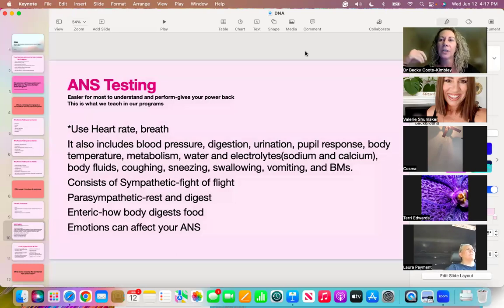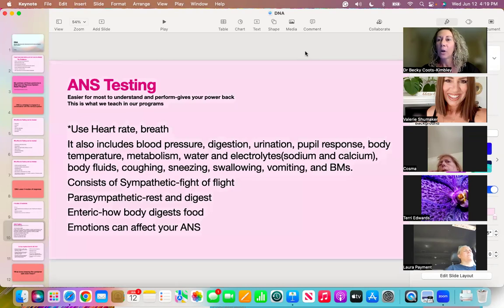The 2 indicators that I teach my clients are heart rate and breathing, because they are the easiest things for most people to learn how to do. You can also use your blood pressure, digestion, urination, your pupils, your body temperature, your metabolism, your sodium and calcium, or your electrolyte balance, bodily fluids, coughing, sneezing, swallowing, vomiting, and bowel movements.